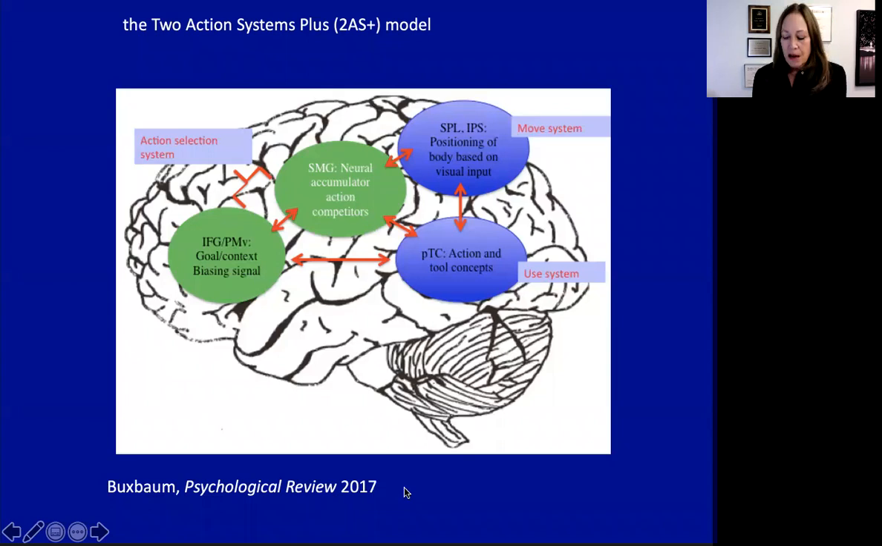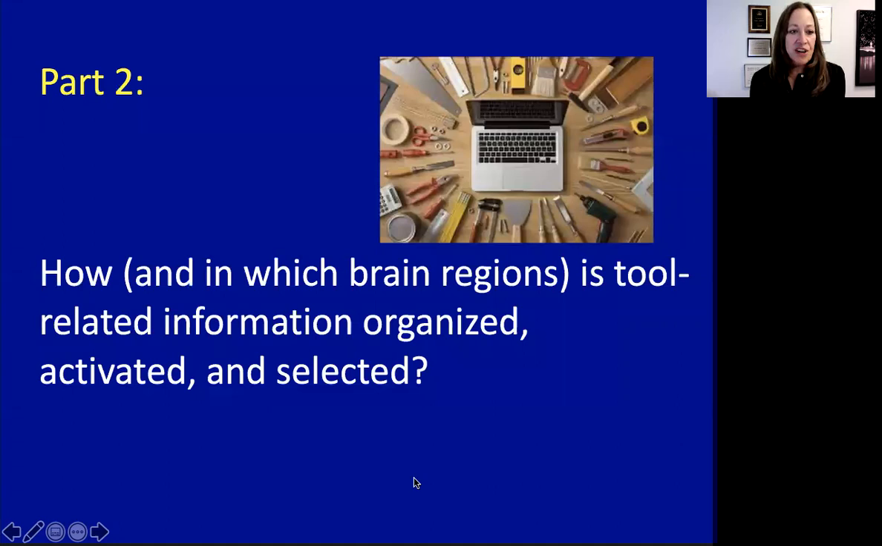So in the next part of the talk, I am going to dive more deeply into how and in which brain regions tool action knowledge is organized, activated, and selected. And in order to do that, I'm going to provide a brief tutorial about semantic memory and competition.